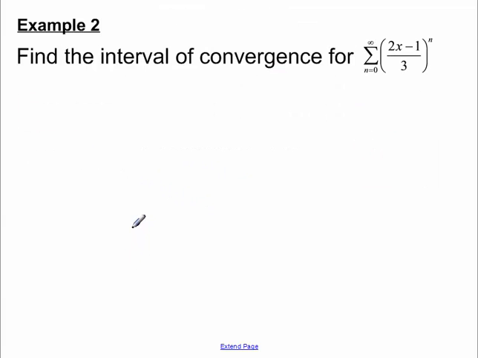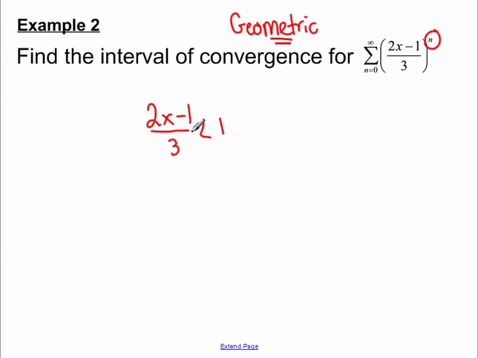So just as a reminder, finding the interval of convergence for this: recognize right away that it is geometric. That's what you need to recognize. I recognize that because I have something to the n power, and that's the only place that I see the n. Now finding the interval of convergence for this, your (2x minus 1) over 3 is going to be between -1 and 1.